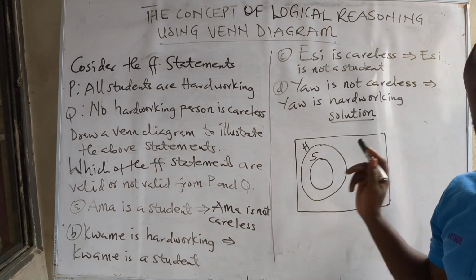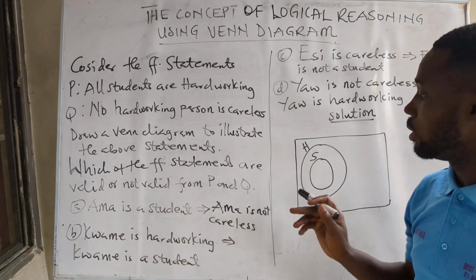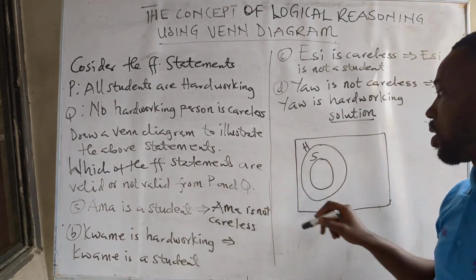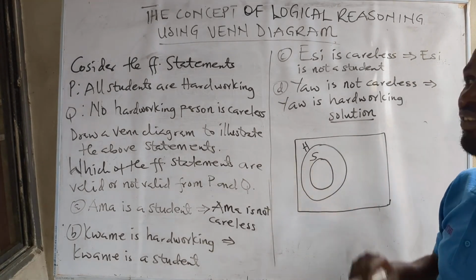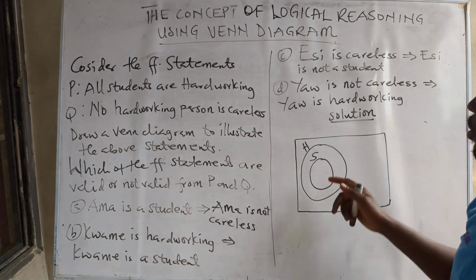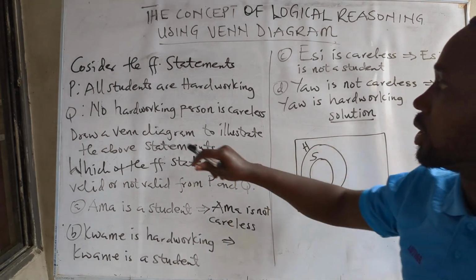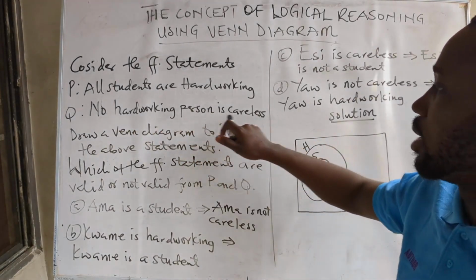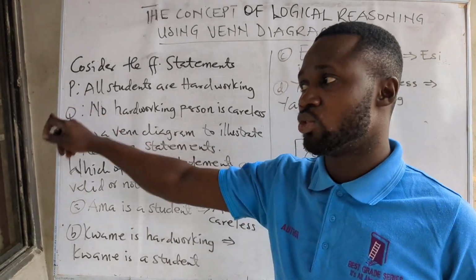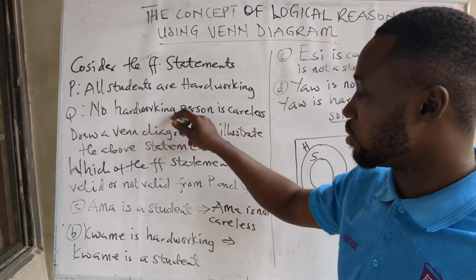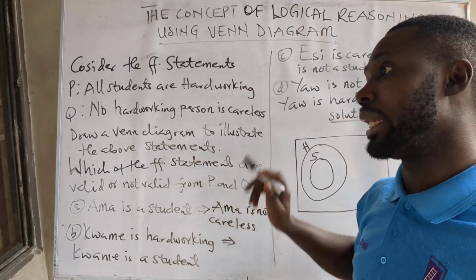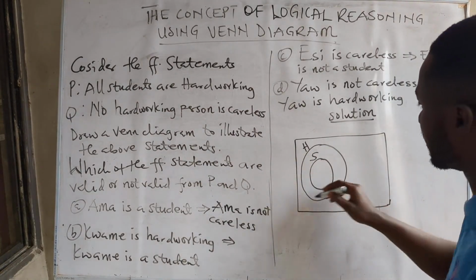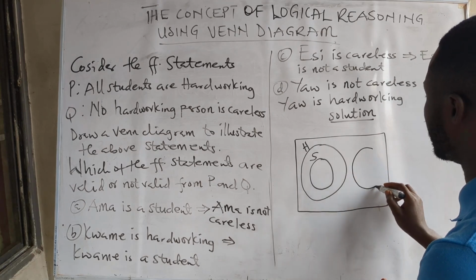It doesn't necessarily mean that only students are hardworking. No. That is why the hardworking people are the bigger set, but all students are hardworking. Alright, so students and those that are hardworking. No hardworking person is careless. So disjoint. He is talking about hardworking people and those that are careless. So hardworking is here and careless will be disjoint.